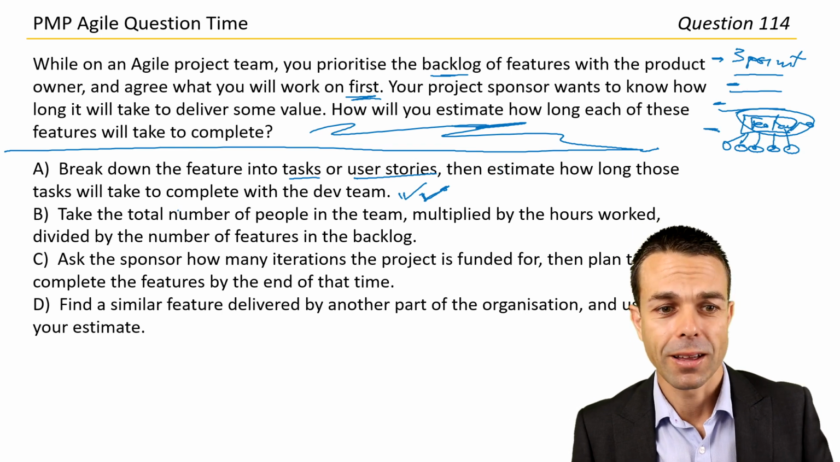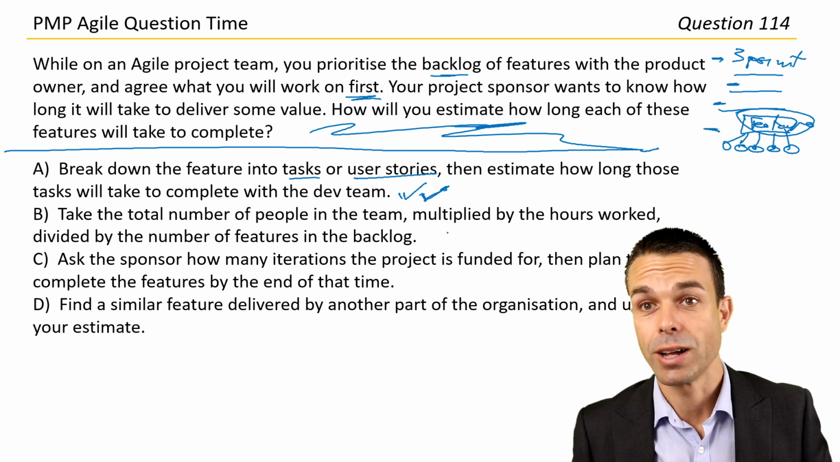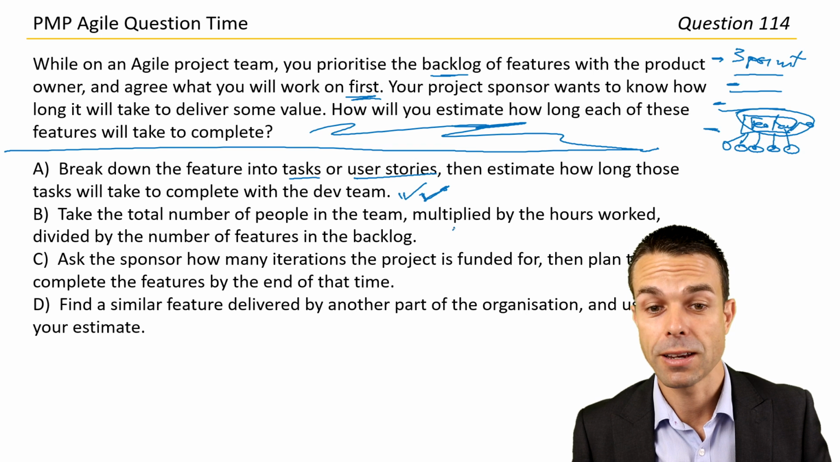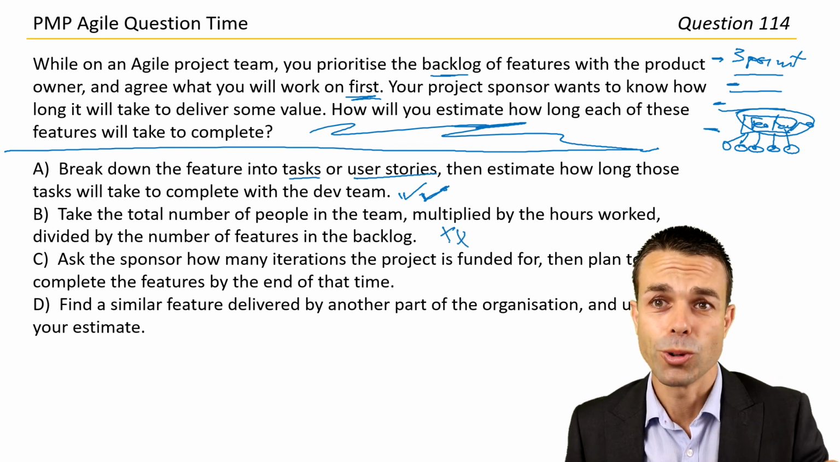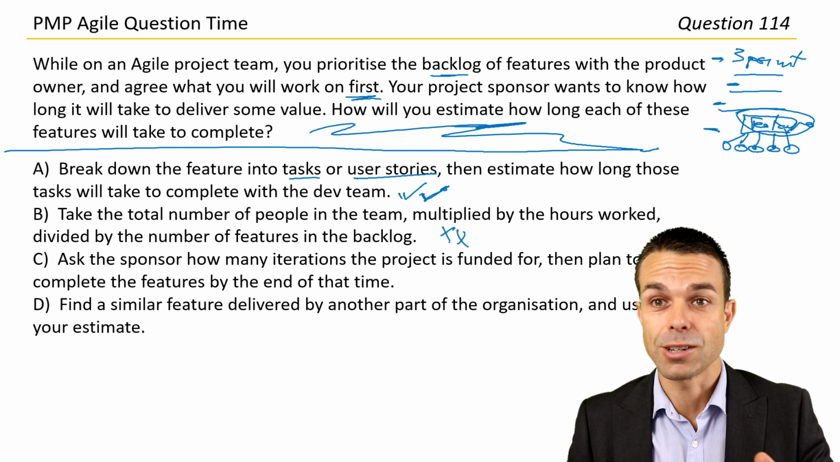So the other ones, take the total number of people in the team, multiplied by hours worked, divided by the number of features. Even though that sounds fancy and complicated, that's not the right answer, and that's a good reason for your good analogy for your life as well.